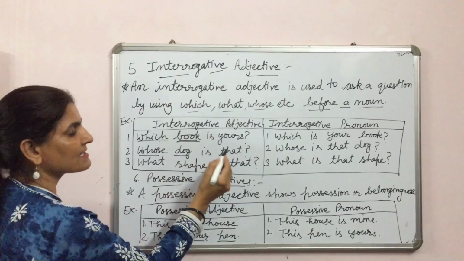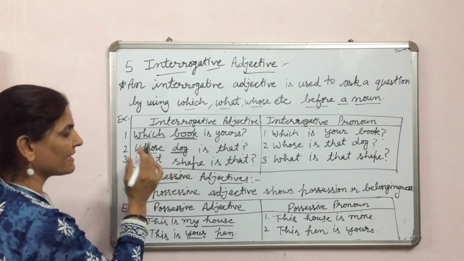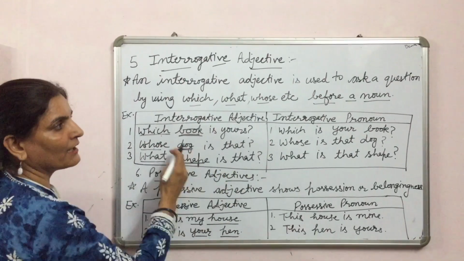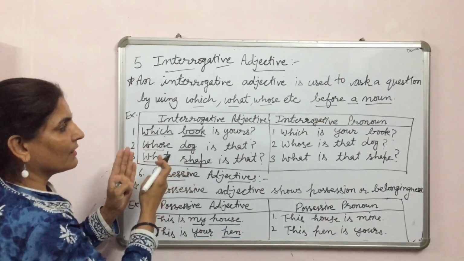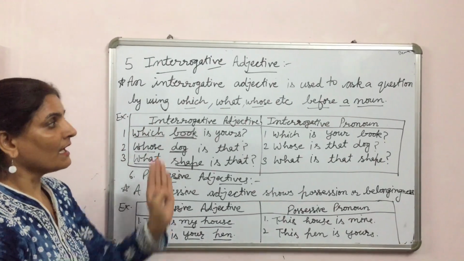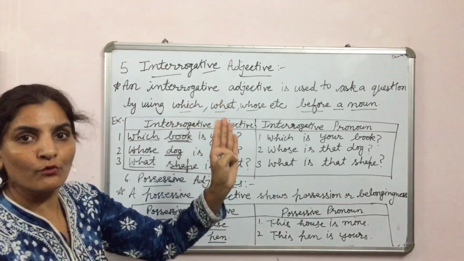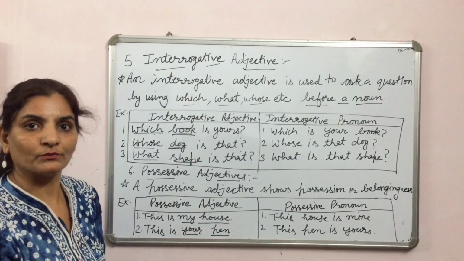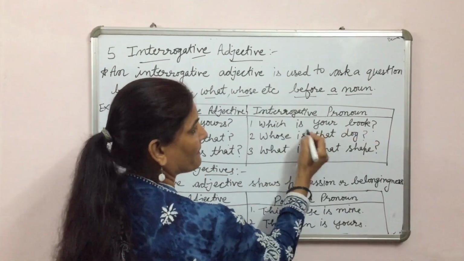Whose dog is that? Dog is a noun here and whose is before it, so it is an adjective. What shape is that? Shape is a noun here, and we have used it before a noun, so it is an interrogative adjective, meaning all are interrogative adjectives. But which, what, whose are also used as interrogative pronouns. Let us see here, which is your book.